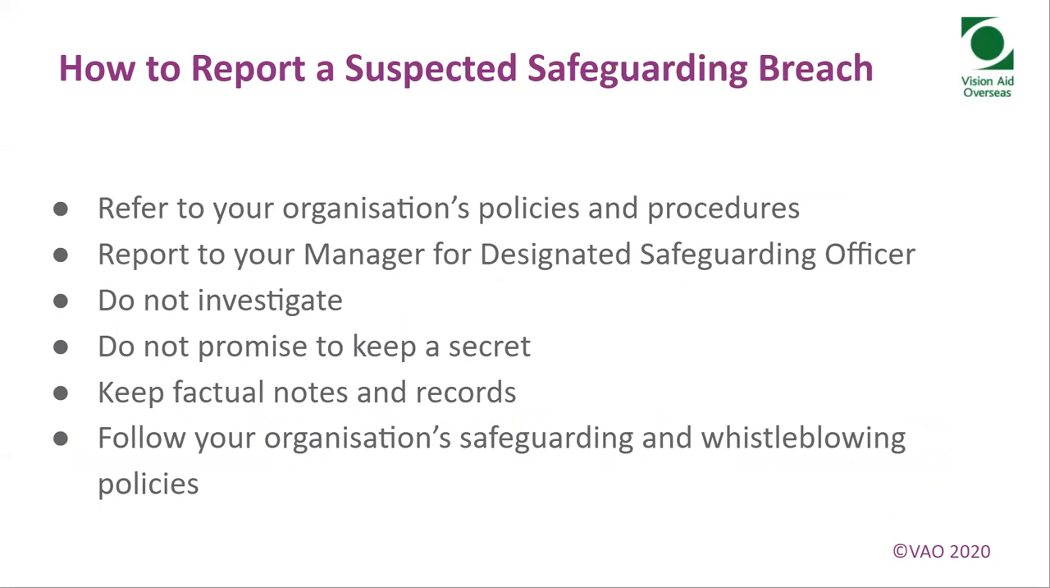How to report a suspected safeguarding breach. Refer to your organisation's policies and procedures. Report to your manager or designated safeguarding officer. Do not investigate. Do not promise to keep a secret. Keep factual notes and records. Follow your organisation's safeguarding and whistleblowing policies.